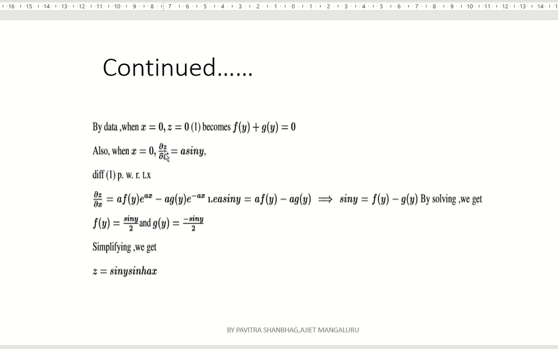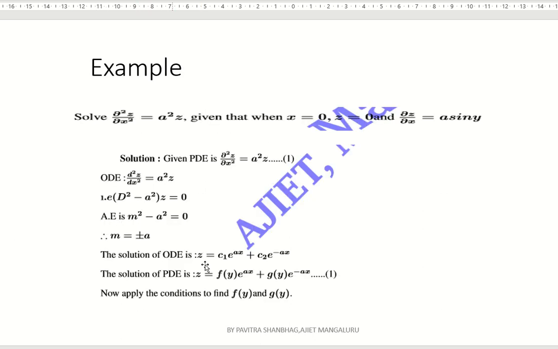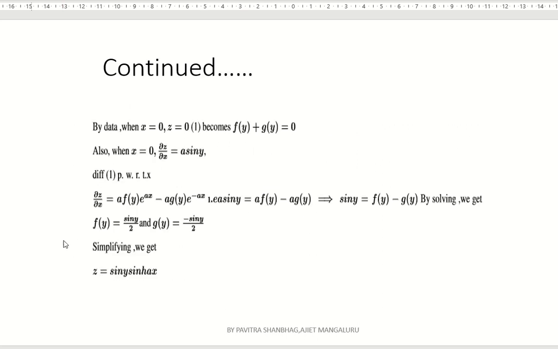Second condition, what is given? x = 0, ∂z/∂x = a sin y. Now what is ∂z/∂x? First obtain that. You have to differentiate this z partially with respect to x, because we want ∂z/∂x. What is the derivative of e^ax? a e^ax. Similarly, the derivative of e^-ax is -a e^-ax. So ∂z/∂x here is a f(y) e^ax - a g(y) e^-ax.